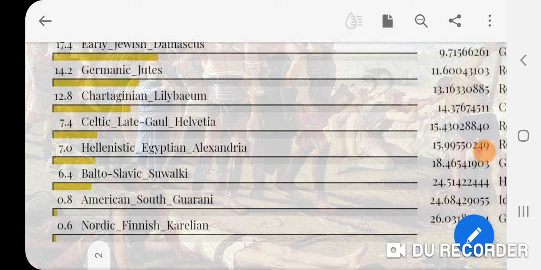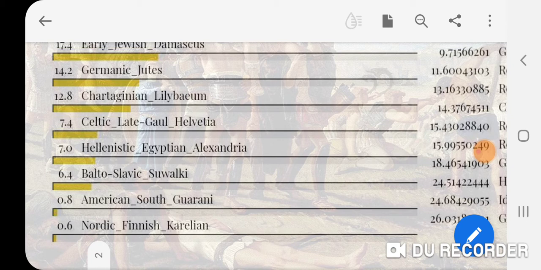6.4 Balto-Slavic Suwalki. Well, okay, great. Suwalki is located in Poland. So some of my ancestors were Polish Jews. Suwalki is a city in northeastern Poland. So there you go. A little Polish there from our time in Poland, because we migrated eastward from Central Europe to Eastern Europe.